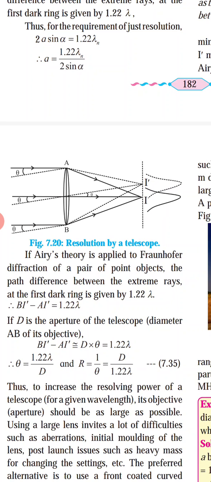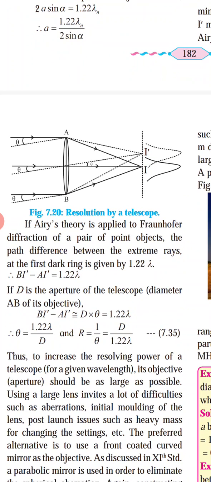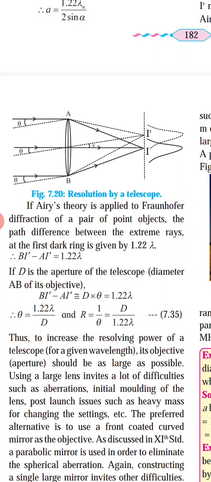So resolving power of a telescope is defined as the reciprocal of the least angular separation between the objects that are just resolved. So according to Rayleigh criterion, the minimum separation between the images I and I dash must be equal to the radius of the first dark ring, that is Airy's ring. So if Airy's theory is applied to diffraction of a pair of point objects, the path difference between the extreme rays at the first dark ring is given by 1.22 lambda, that is BI dash minus AI dash is equal to 1.22 lambda.